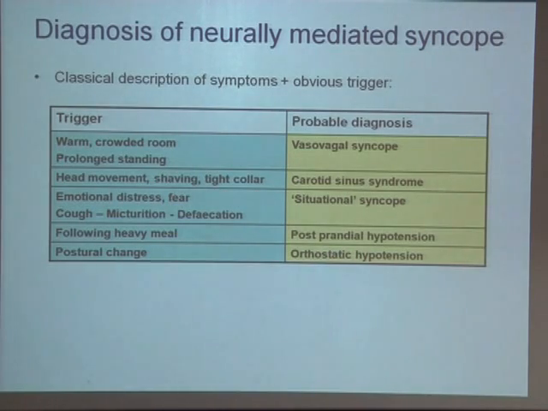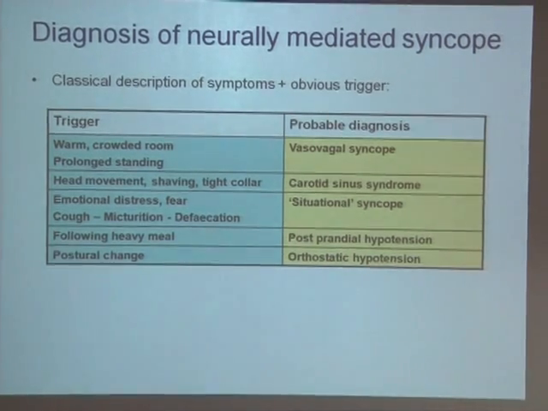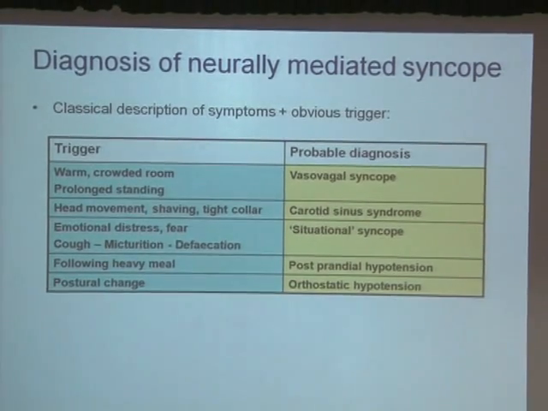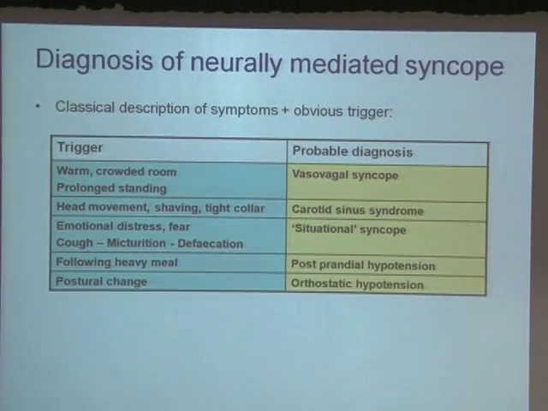So moving on now to the neurally mediated syncopes, how do you pinpoint a cause for these? Well, the key factor is a history of the classic warning symptoms, the very specific triggers, and that relatively rapid recovery phase. And I've just put out a few of the common triggers here. For vasovagal syncope, that will always happen after prolonged standing, often in a warm, crowded room. So if I conk out just now, it was probably a vasovagal.